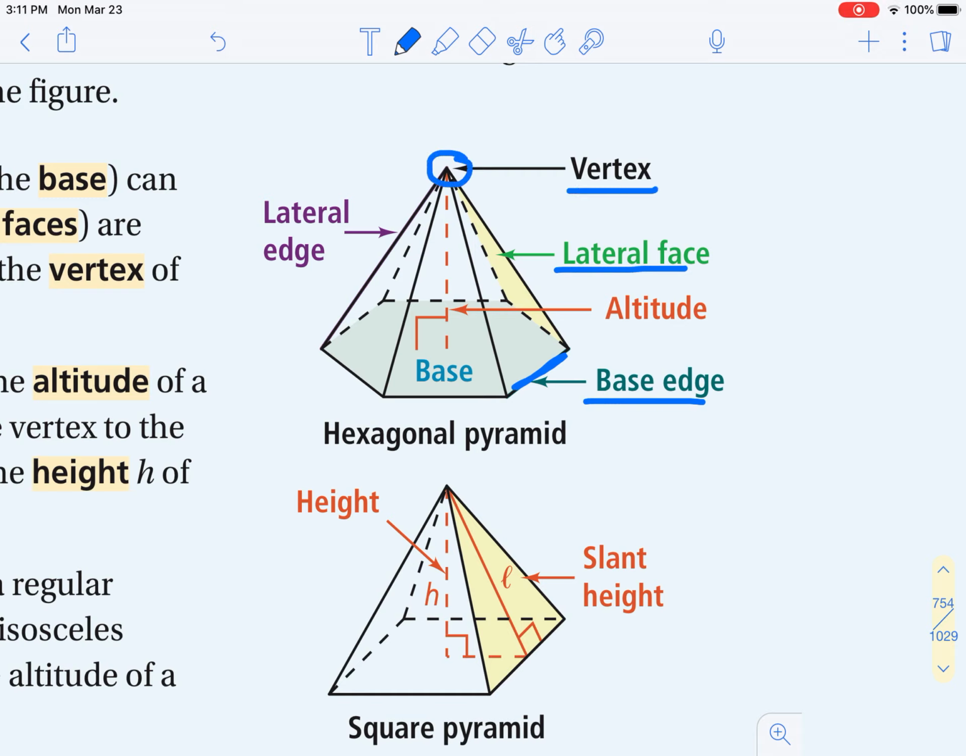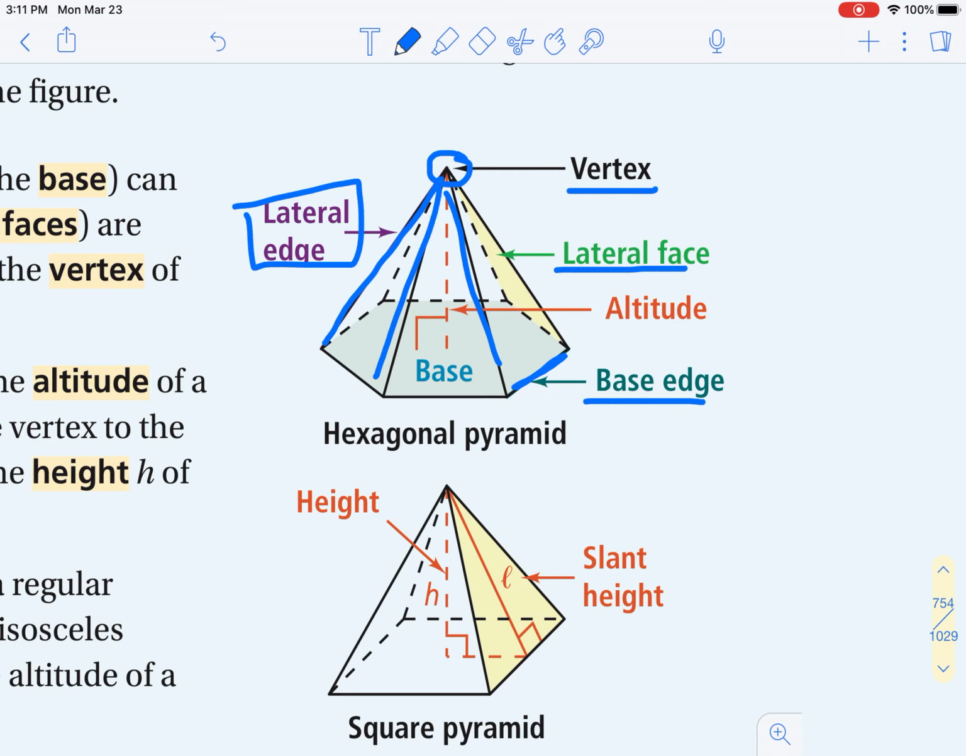And then we're going to get into a few tricky terms here. So first of all, there's one called the lateral edge. So that's anywhere where the two faces come together. These are all lateral edges, I should say. And then the last thing is your base height.